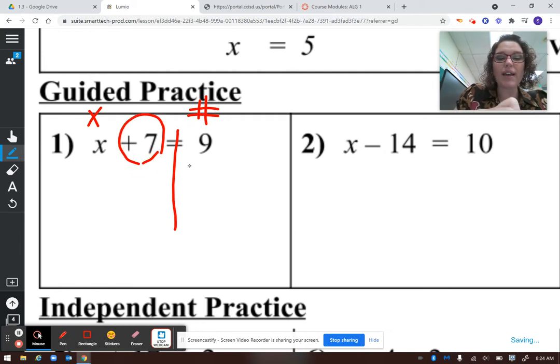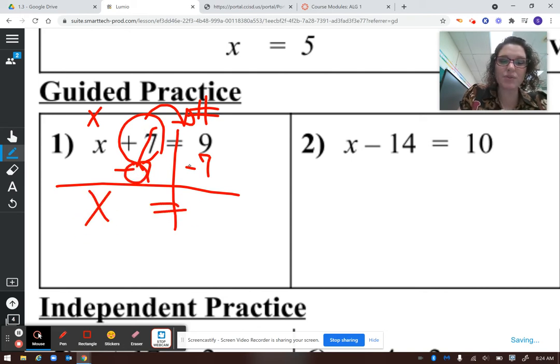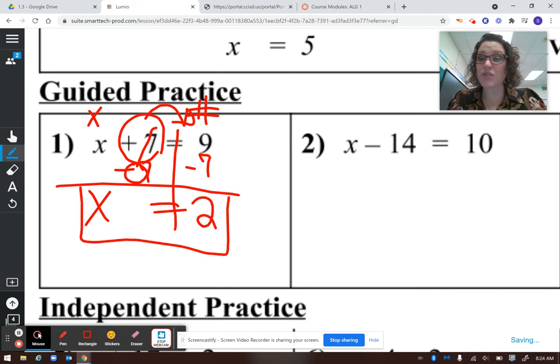So I know 7 needs to go on the opposite side using the opposite sign. So instead of plus 7, it will be minus 7. 7 minus 7 is 0. So x is equal to 9 minus 7, which is 2. That's your answer. It was so easy.